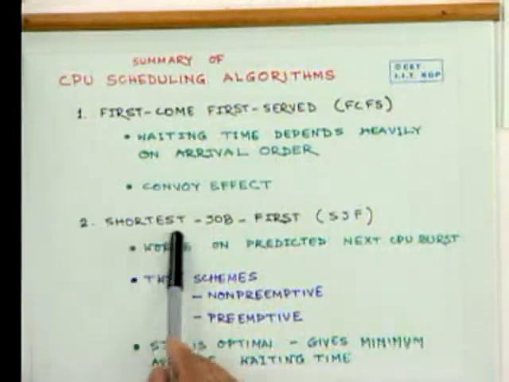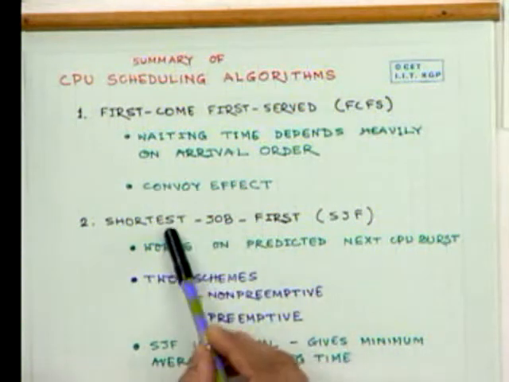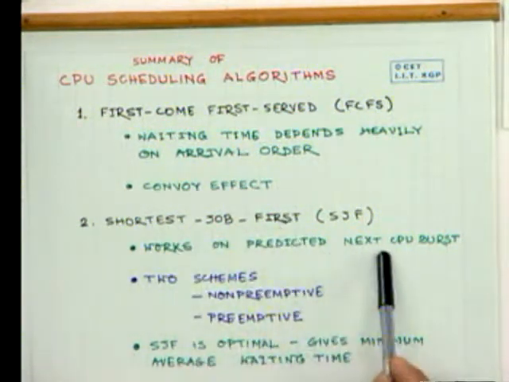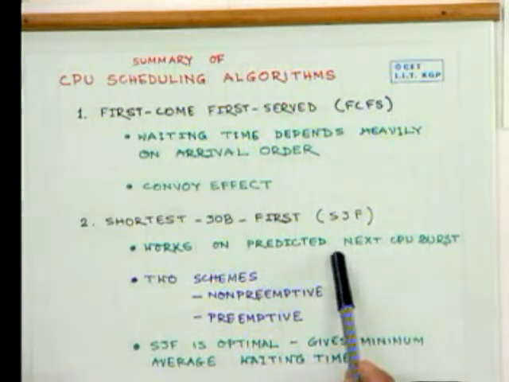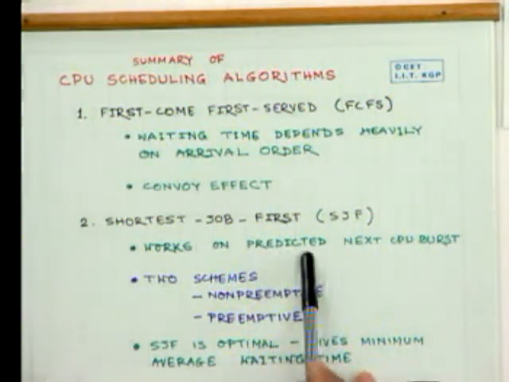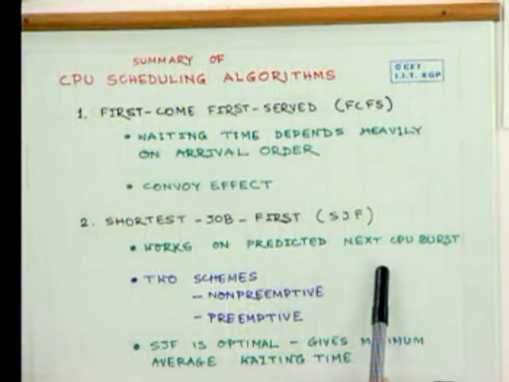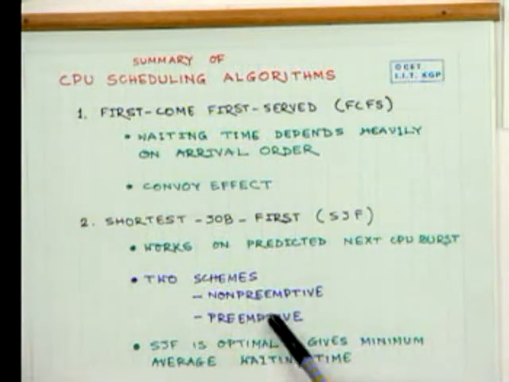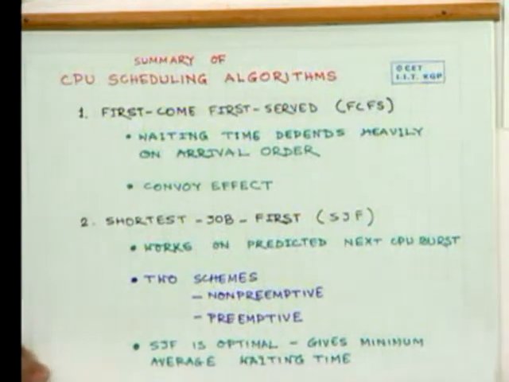Second that we discussed is shortest job first. Shortest job first works on the predicted next CPU burst, and we predicted the next CPU burst by what we call exponential averaging. Here two schemes we discussed: one is non-preemptive, the other is preemptive. It has been seen that SJF is optimal, which means it gives minimum average waiting time.